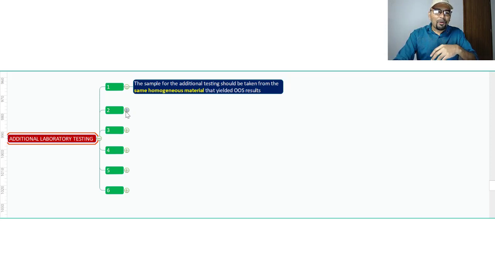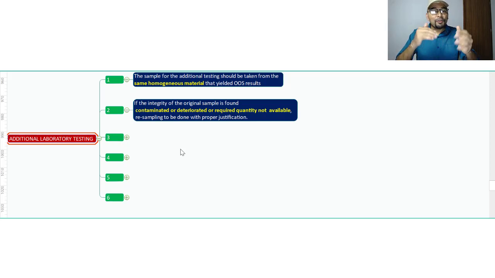The second important point is if the integrity of the original sample is found contaminated or deteriorated, or the required quantity is not available, in that case you can conduct the resampling. You can do the resampling, and based on the resampled sample, then you can perform the analysis. So in case of only sample contamination, or if the sample integrity is doubted, or if there is no sufficient sample available, then and only then resampling is allowed. Otherwise you must not do the resampling.